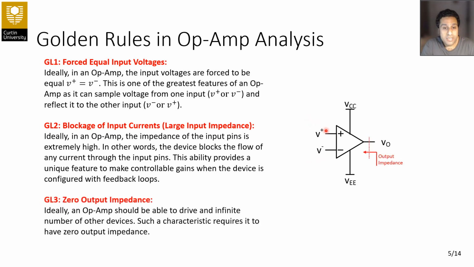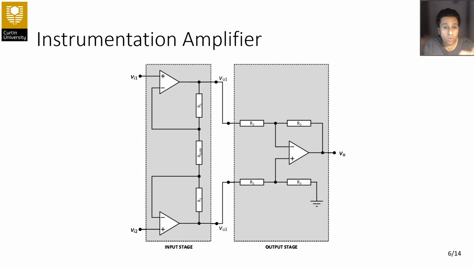And lastly, the device has an output impedance really close to zero. The reason is that this device is designed to supply a high amount of load, or it's designed to power up the input signal and drive a lot of loads. And that way, we don't like to see any internal voltage drop on the device. And that's why we really like it to be as close to zero as possible. So now that we know all these golden rules, let's solve this instrumentational amplifier example.